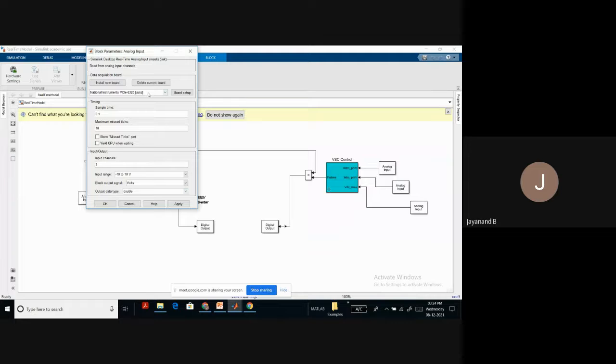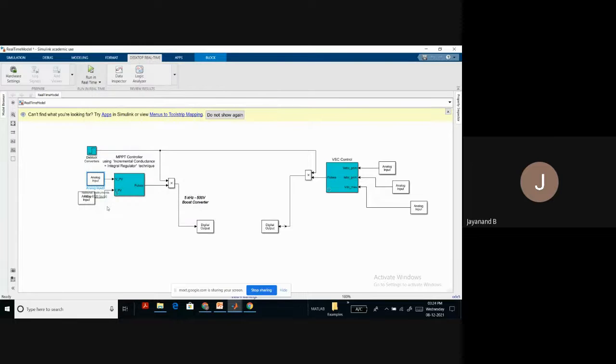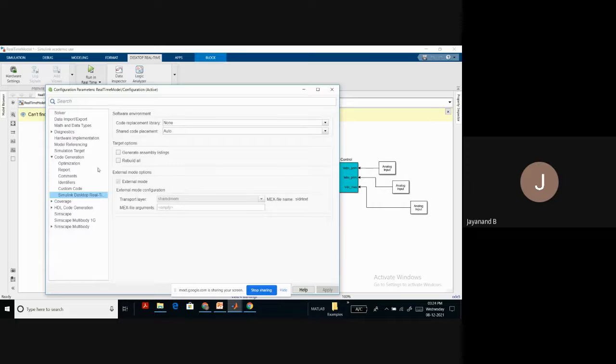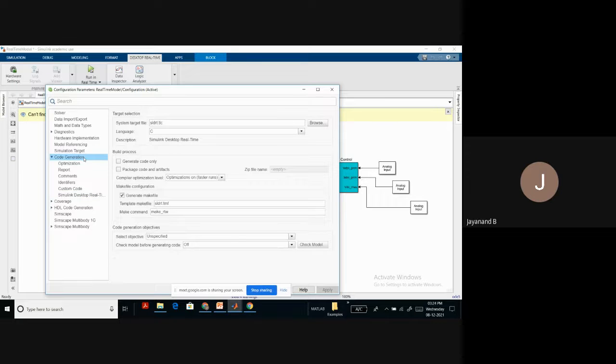It will represent like there is no board available here, but this is how we add a board to it, right? Then automatically all the settings will be done by MATLAB. But if you require some configuration to be done, you go to the code generation. Right? The code generation automatically uses SLDRT.TLC. TLC stands for Target Language Compiler. Right? This is for Simulink desktop environment. It will be there.